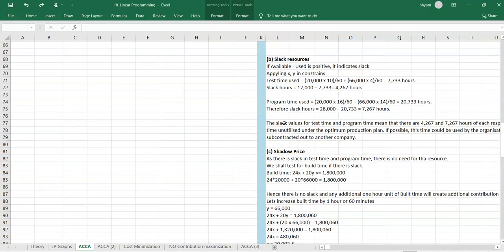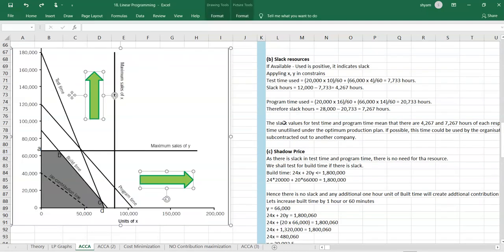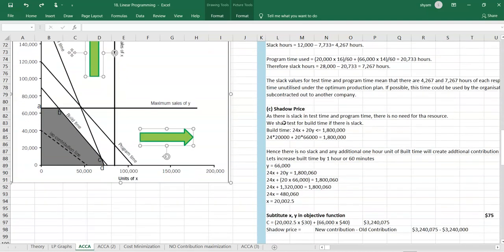Once more I will repeat it. Slack refers to surplus availability of a constraint. Shadow price refers to a single additional unit of a constraint. If it is available, what would be the contribution?